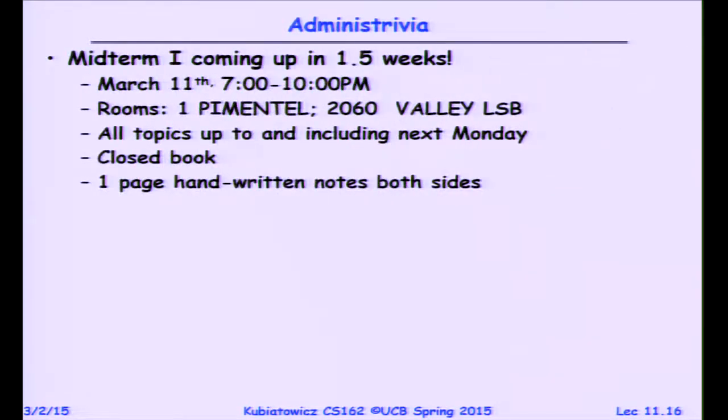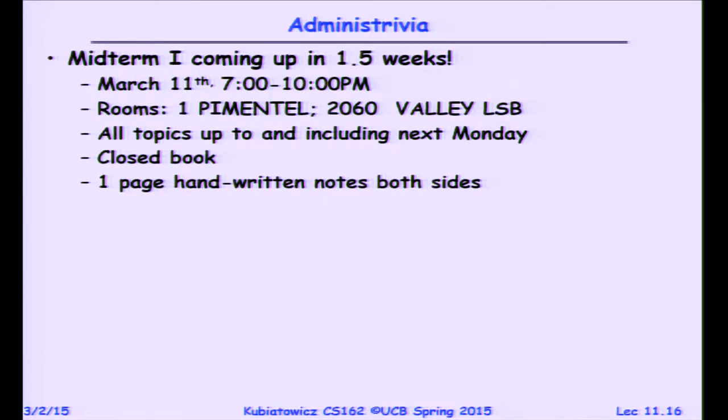Now, midterm 1. We actually have a room. It's coming up a week from Wednesday, March 11th, from 7 to 10. We actually have 2 rooms, which we haven't figured out how we're assigning people to rooms yet. We'll figure that out. I'm sure you've all dealt with this before, Pimentel and Valley LSB. All topics up to and including next Monday are technically fair game. And closed book, 1 page of handwritten notes, both sides. Okay, questions?